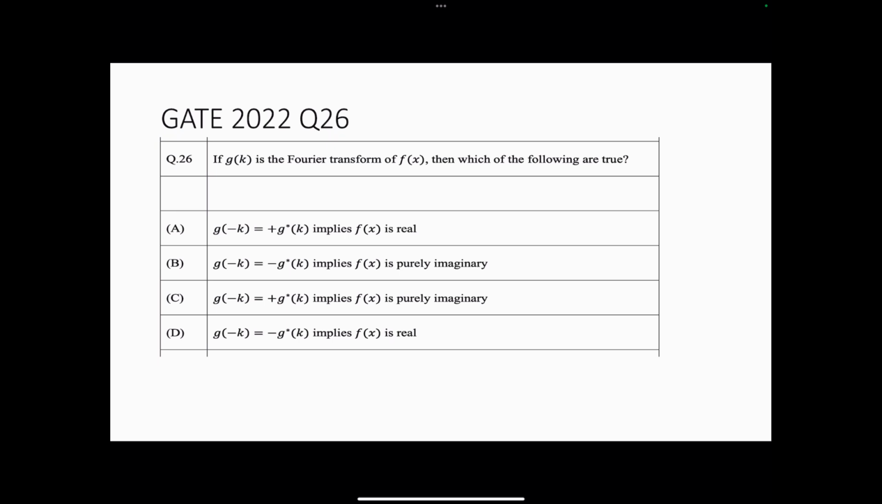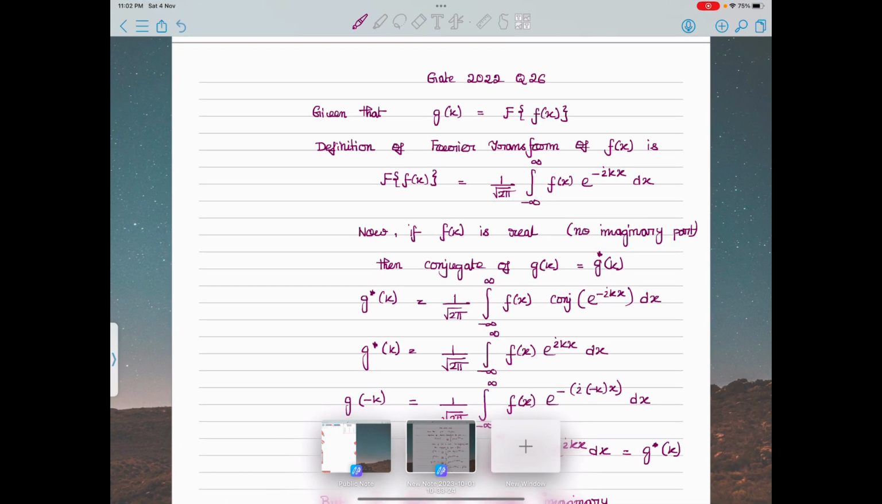So all these options, if we see clearly, have a condition on f(x), that is either f(x) is real or f(x) is purely imaginary. These are the two conditions on f(x), and if f(x) is real or f(x) is purely imaginary, then which of the following options are correct? This is what we need to find. So let's jump into the solution.